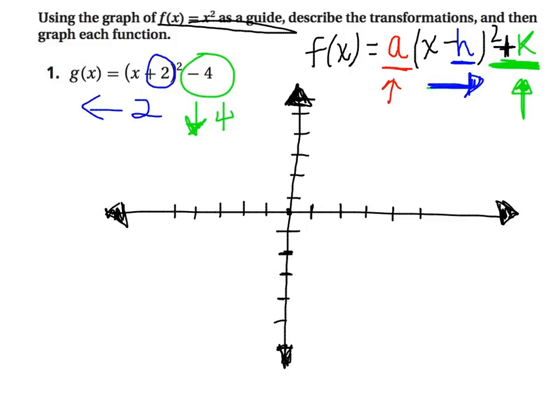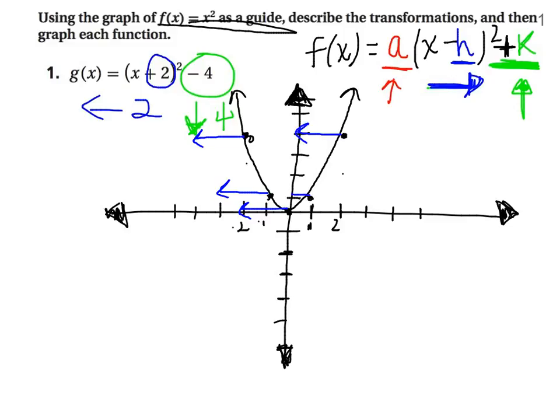So we have 0 squared is 0, 1 squared is 1, and negative 1 squared is also 1. 2 squared and negative 2 squared are both 4, so we're going to go up 1, 2, 3, 4. So this is our general form, f(x) = x². The only thing that's happening is that it's moving left 2 and down 4, nothing else. So the left 2 brings each of these points left 2.